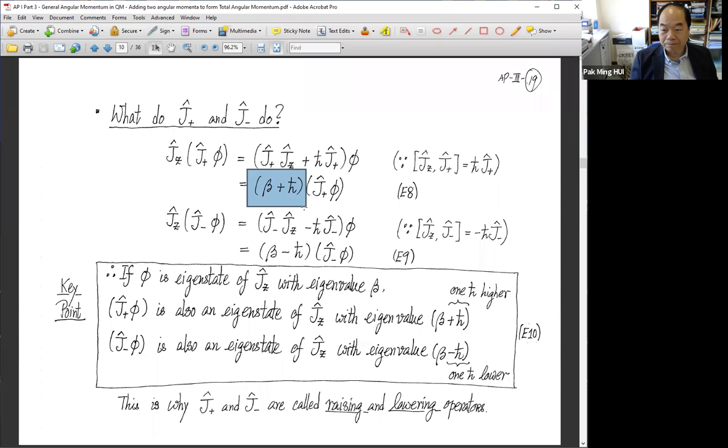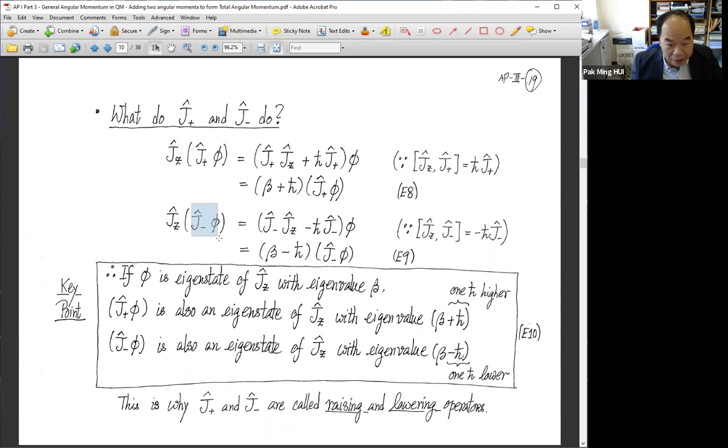Okay, what does it mean? It means the following. J plus operating on an eigenstate of Jz will increase the eigenvalue by h bar. Take it once, h bar step up in eigenvalue. Okay? In other words, J plus phi is indeed another eigenstate of Jz. Okay? And the eigenvalue is beta plus h bar. Okay?